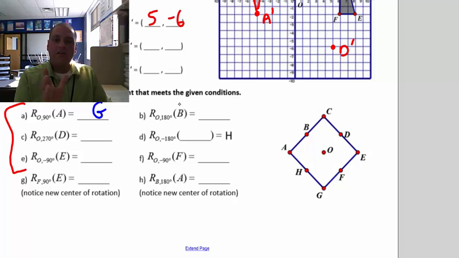Now you could pause the video at any time to try these on your own, because I know some of you guys like to do that. So if you kind of get it, test yourself out. Pause the video, do it, and then see if you got it right.